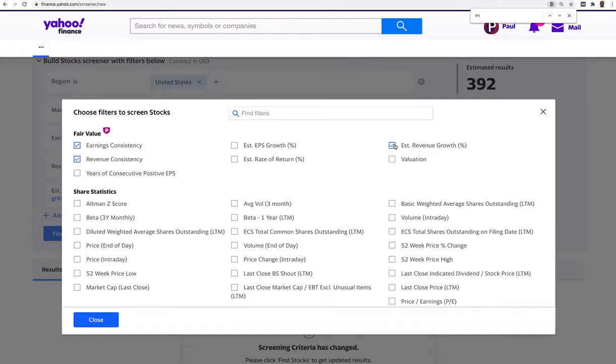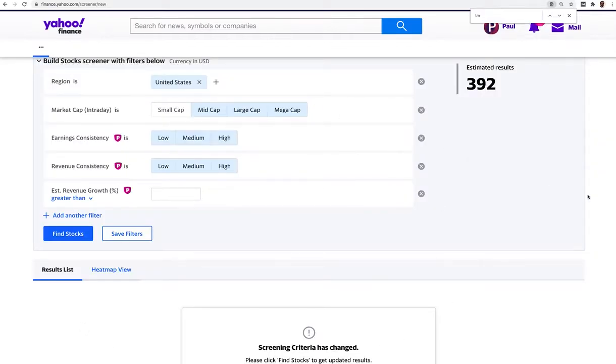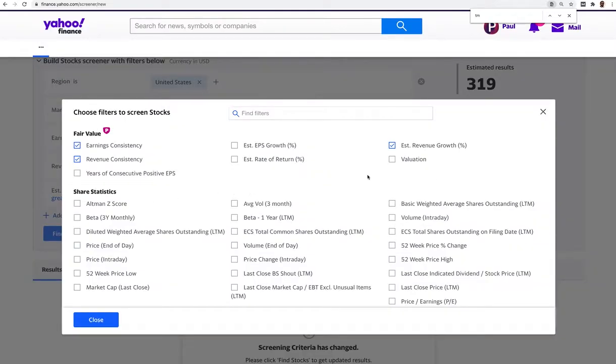Let's look at estimated revenue growth. Whenever it's an estimate, this is based on what the analysts are saying. So we can take it into consideration, but let's use a conservative number. Let's use just 5%. Estimated revenue growth, greater than 5%. That brought it down a little bit more.